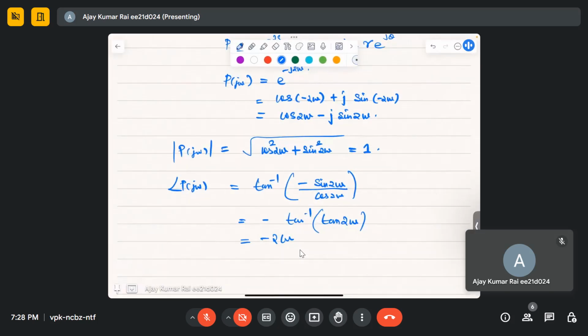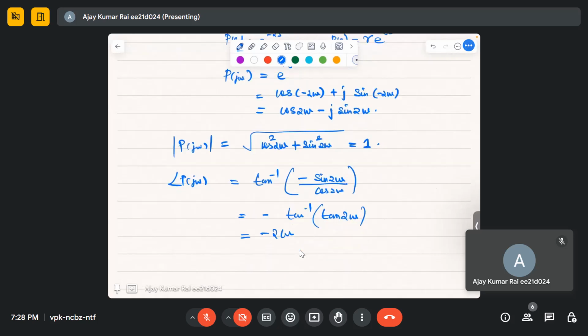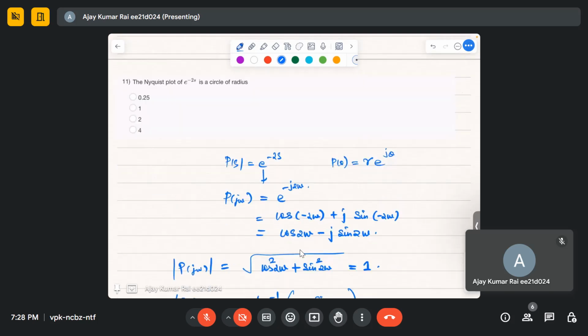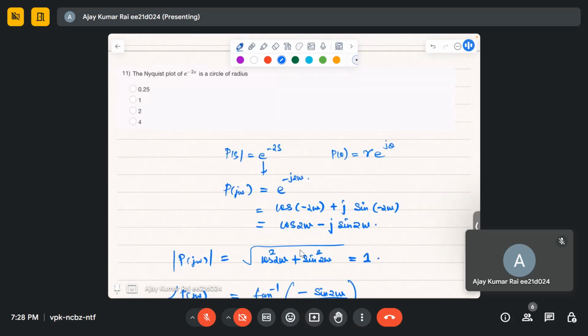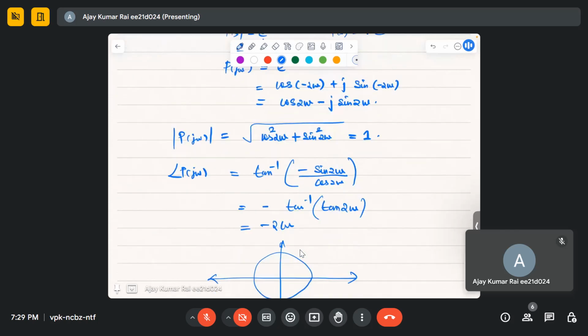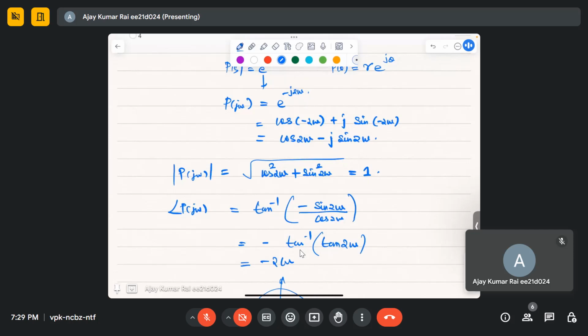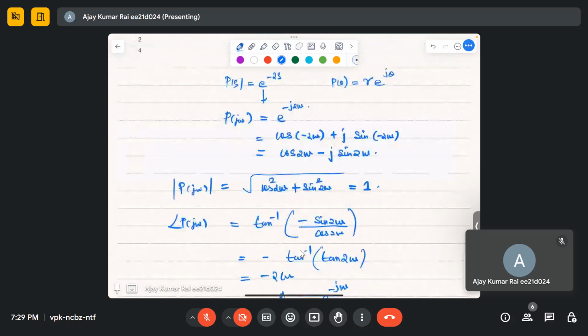Okay, sorry for the interruption. So the magnitude and the phase we know, and its plot is this. Since P of S, what is its magnitude? Magnitude is equal to the radius. In our case, magnitude is equal to 1, so the radius of this will be equal to 1. So this is the plot of e to the power minus j omega. This will be the Nyquist plot.